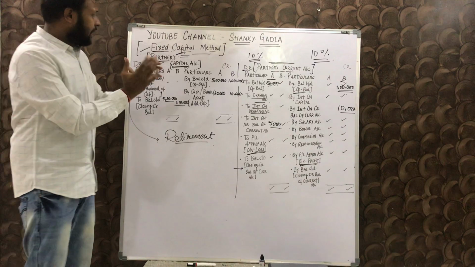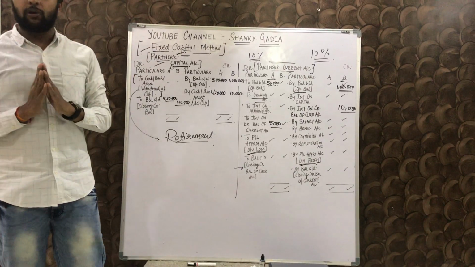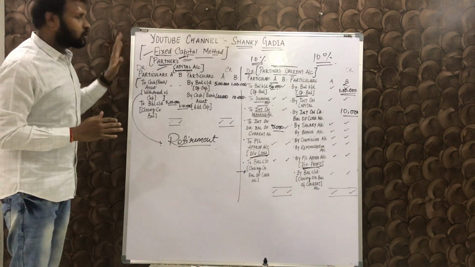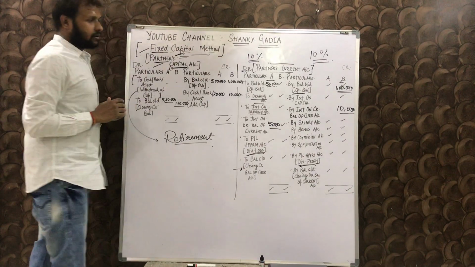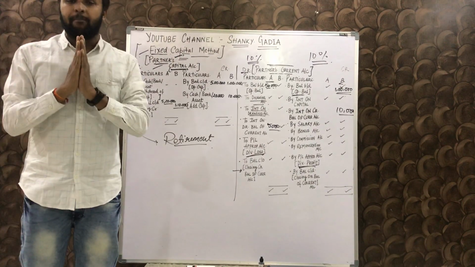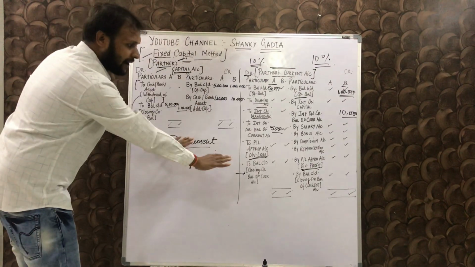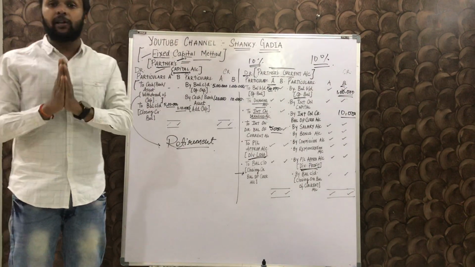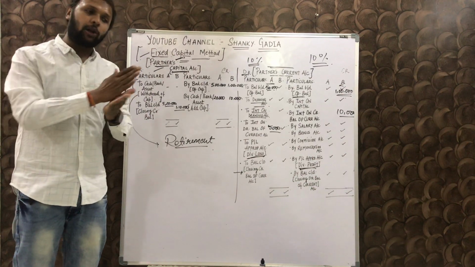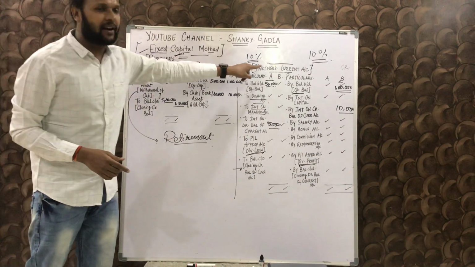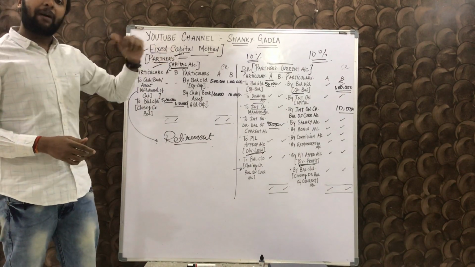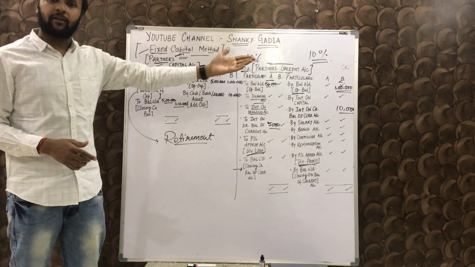Students, as in the last video, I have discussed about fluctuating, and in this video I have discussed about fixed capital method. You need to maintain the formats. The most important thing in accounting and all the chapters will be one thing, that is partner's capital and current account if it's fixed, and partner's capital if it's fluctuating.